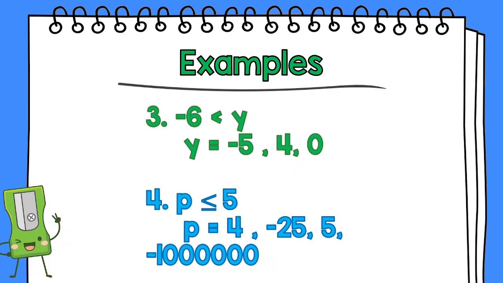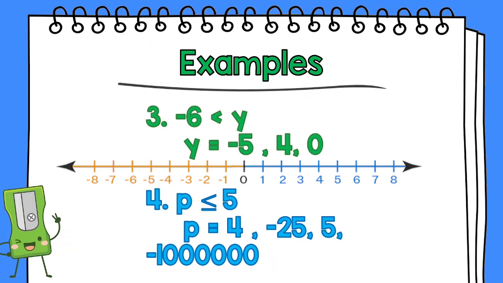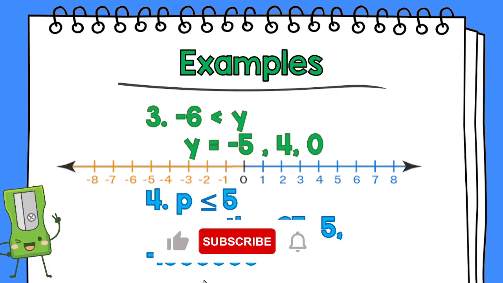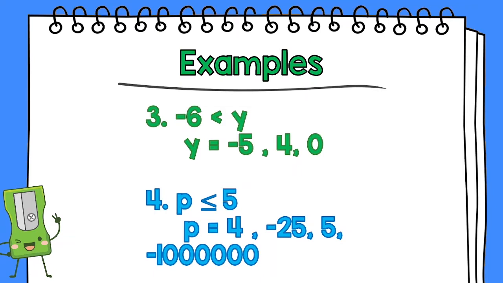Now how is negative 5 greater than negative 6? If you imagine a number line, any number on the right side of the number line is greater than the number on the left side, right? So negative 5 is on the right side and negative 6 is to the left of negative 5. So which is greater? Negative 5. And 4 and 0, obviously they're greater.